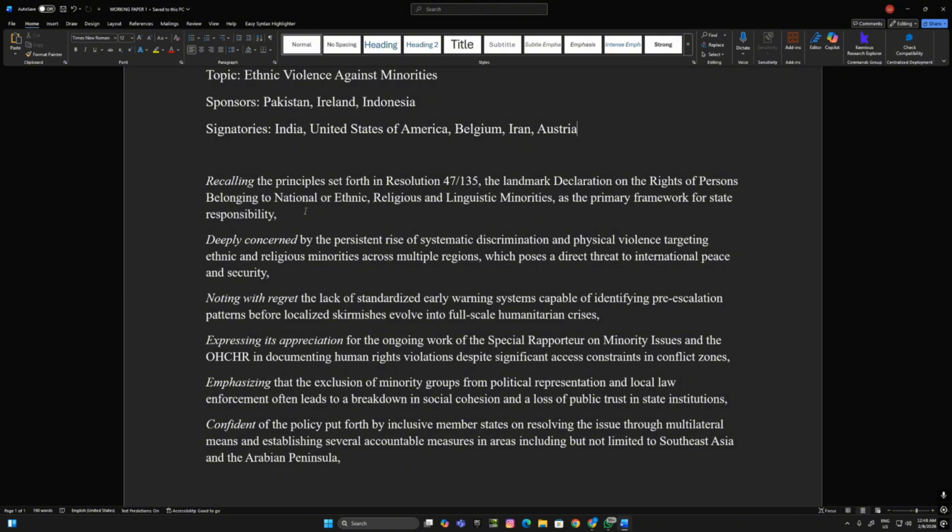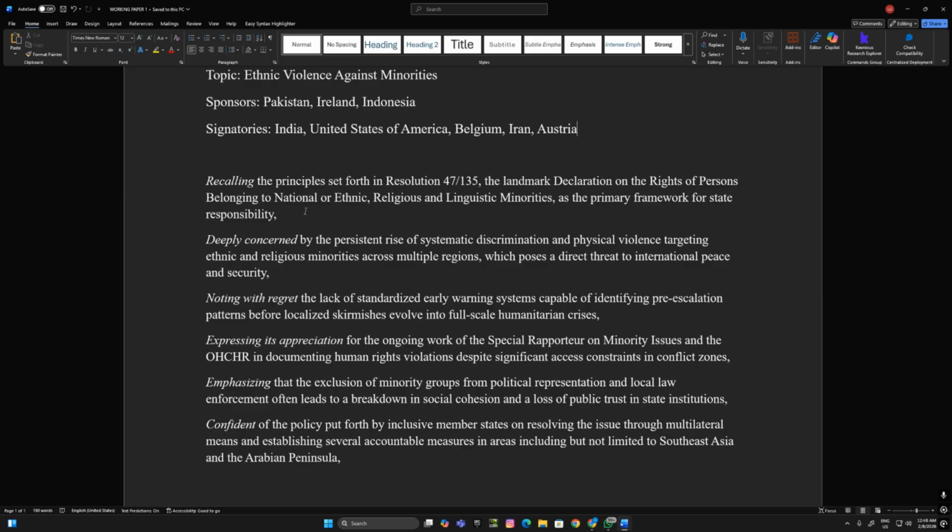Next, deeply concerned by the persistent rise of systematic discrimination and violence targeting ethnic and religious minorities across multiple regions, which poses a direct threat to international peace and security. Okay, so we've discussed a very general topic, which is the systematic discrimination and physical violence against ethnic and religious minorities. But a lot of examples can be seen across the world, in your communities as well. So that is something that I believe we've discussed.